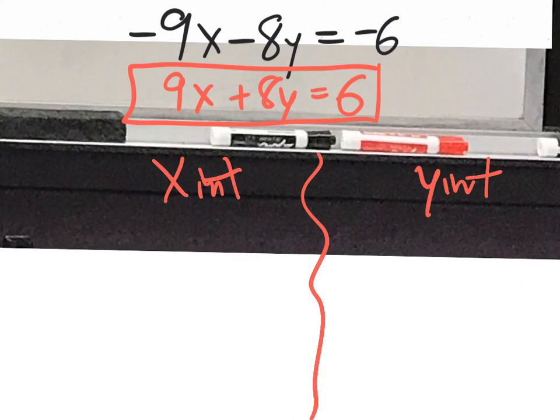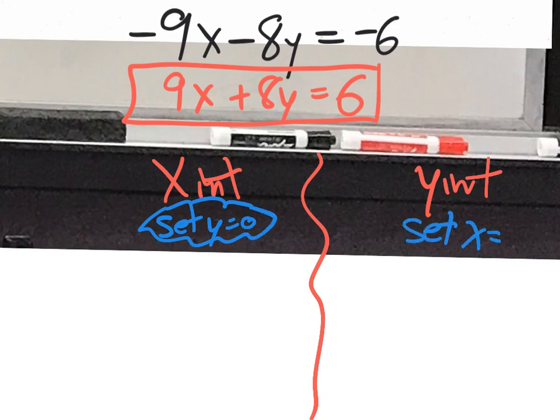How do I find my x-intercept? I set y equal to 0, and I solve. How do I find my y-intercept? I set x equal to 0, and I solve. Wow, this one's ugly, but who cares? Let's do it.